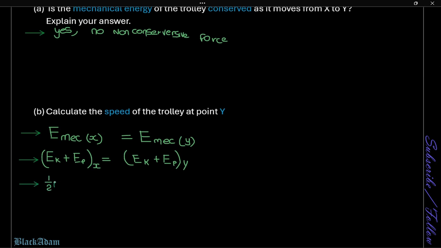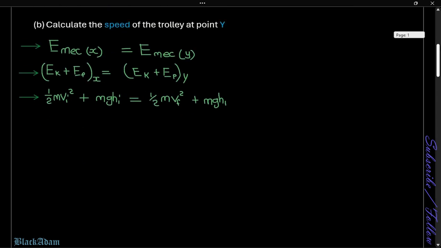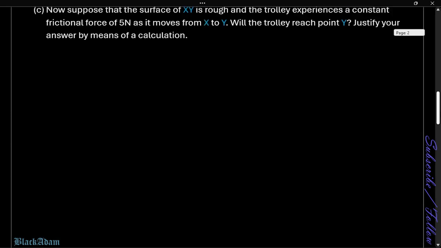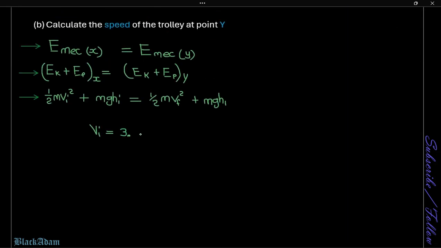Kinetic energy is half mv squared, plus potential energy is mgh. So with initial velocity and height 1, it's going to be half mass times velocity final squared, plus mass times g times height final. We know the initial velocity is 3.5 meters per second, and the final one we don't know.